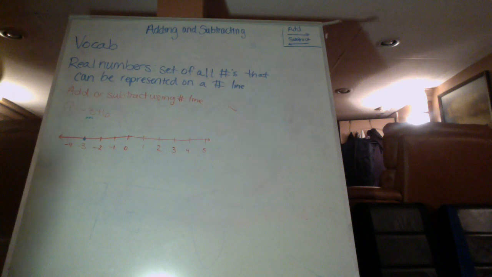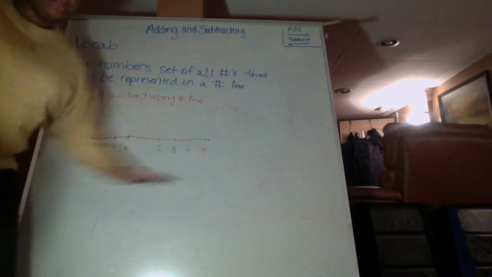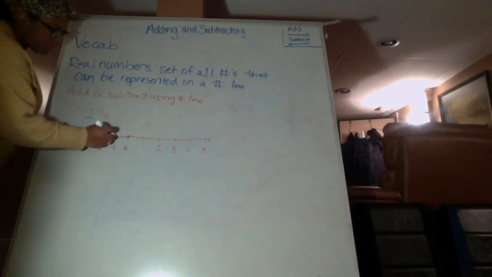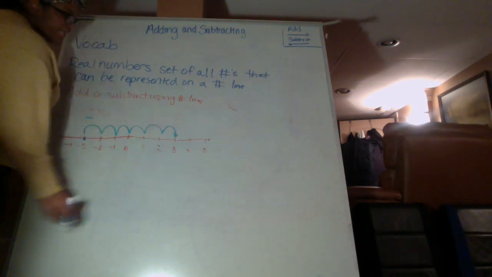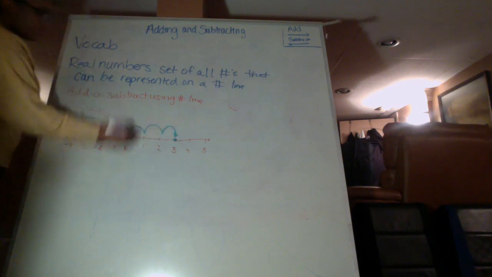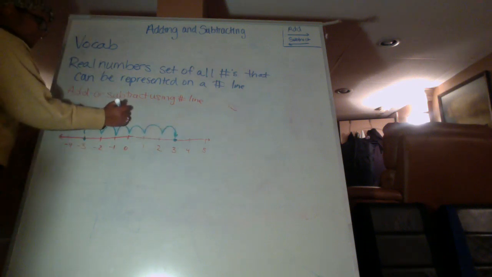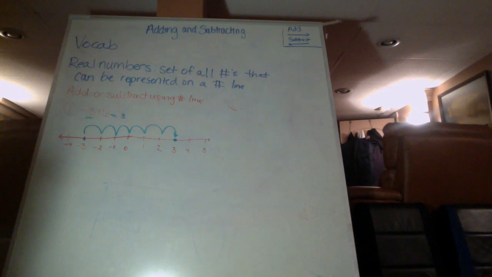Now, if you remember from our cheat sheet in the corner, to add means to go to the right of the number line. You're going deeper. We're trying to go towards 0, not away from it. So we're going to add 6. 1, 2, 3, 4, 5, 6. That digit is 3. So -3 plus 6 is 3. Okay? Pretty much that simple.